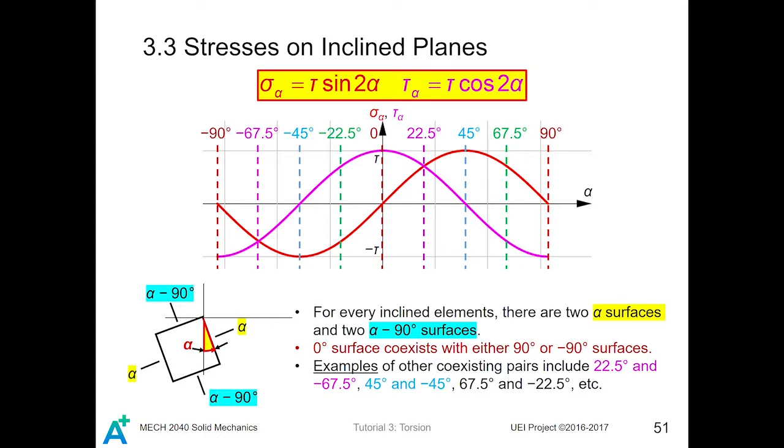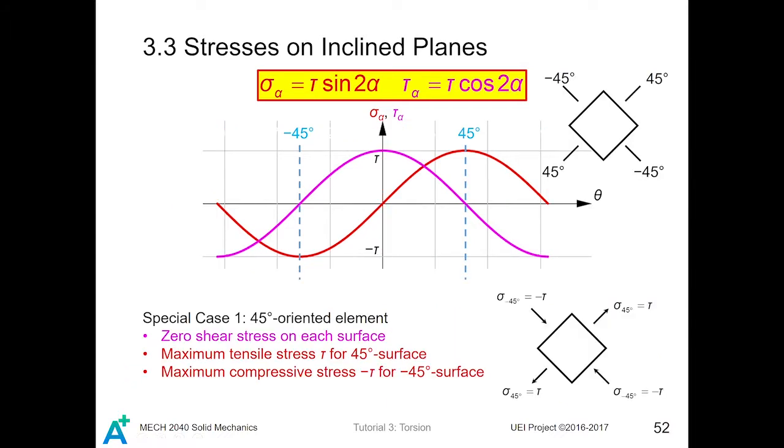Consider originally you have an element like this, it is not inclined. Next, you rotate it by an angle of alpha counterclockwise. Then the element will be like this. This element is rotated counterclockwise by an angle of alpha. So this is how we can obtain alpha. Then consequently, those two surfaces can be treated as alpha minus 90 degrees.